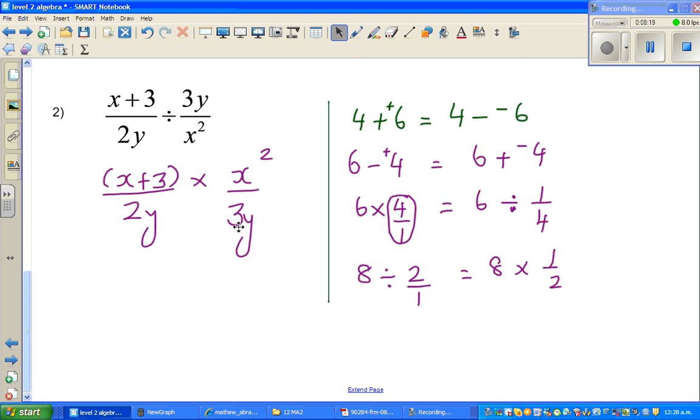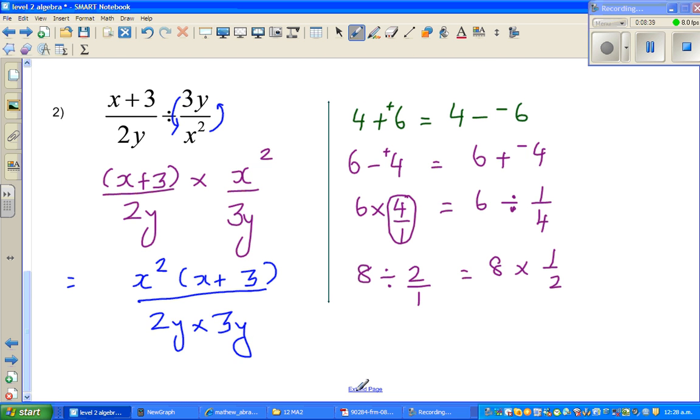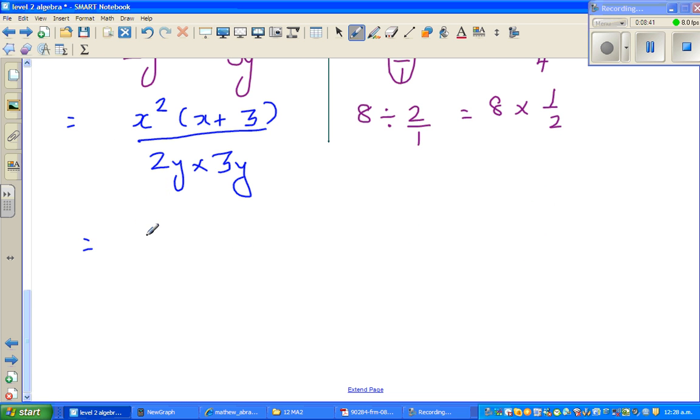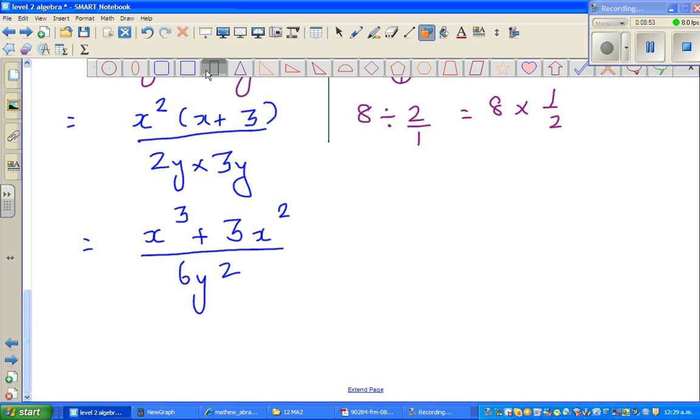And this is where many students find it difficult. Why do you swap the number around? So this goes to the numerator and this comes to the denominator. So this becomes x squared times x plus 3 over 2y times 3y. So let us expand the numerator. So this is x cubed plus 3x squared over 6y squared, and this is your final answer.